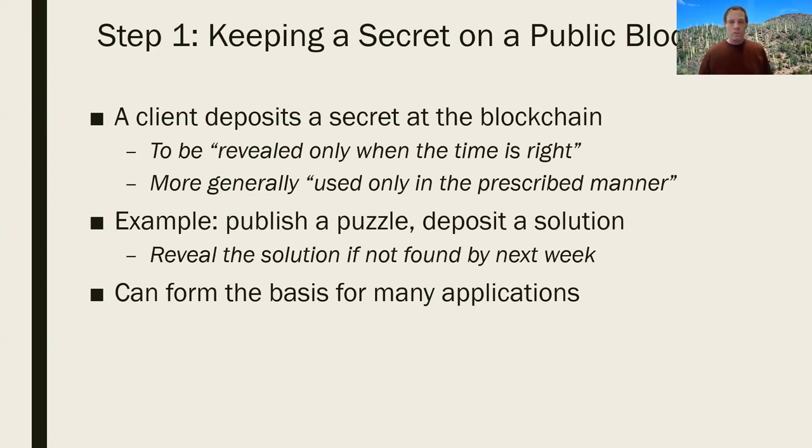Okay, so now that we discussed all of that, let me go over the three steps that I mentioned. The first step is just keeping a secret on a public blockchain. So imagine the following scenario. We have a client of the blockchain and it deposits a secret to be revealed only when the time is right, or more generally to be used only in a prescribed manner. So think of a puzzle. I'm a client of the blockchain, I publish some puzzle and I'm going to deposit the solution to that puzzle with the blockchain, and I'm going to tell the blockchain, if nobody finds the solution by next week, please publish it. This is the type of application that we want. The only thing that we want the blockchain to do is to keep this secret for a while and then publish it later on. If you can do that, then that forms the basis for many interesting applications, as I will touch on later in this presentation.